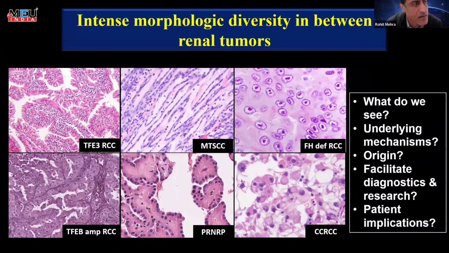So the topic I was assigned today by the organizing committee is molecular pathology of renal tumors with biomarker updates. All of us are well aware of the intense morphologic diversity between different renal tumors, and these are all WHO-recognized renal cell carcinoma subtypes, and we can see how different these look under the microscope. These are all renal cell carcinomas, but they have no morphologic, molecular, translational, or clinical resemblance to each other. These are all very distinct and diverse entities.